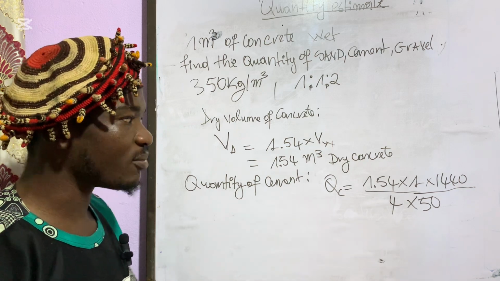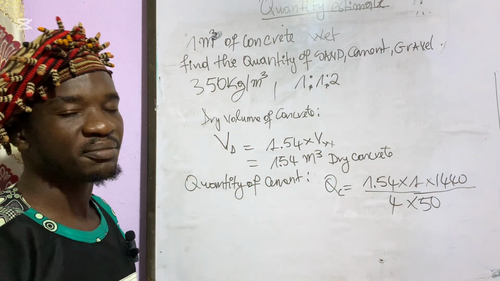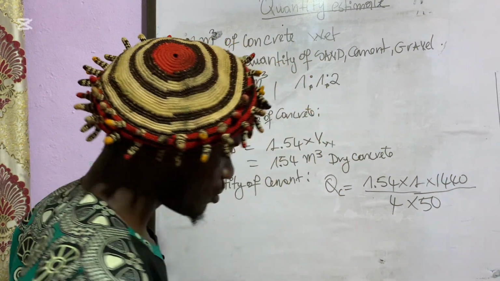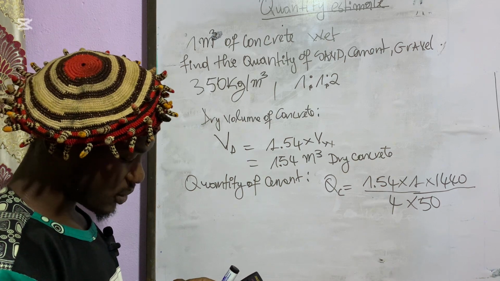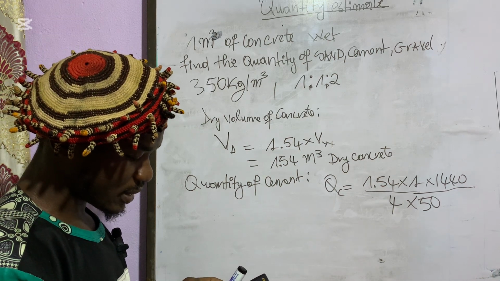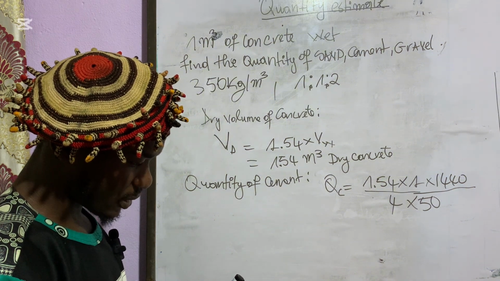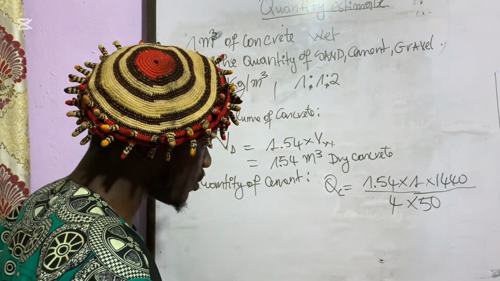Okay, 50 kilogram, and this 1440 is simply the density of cement. You can check it. So doing the numerical application, we'll be having 1.54 times 1440 divided by 4 times 50. Okay, that will come out with 11.08.